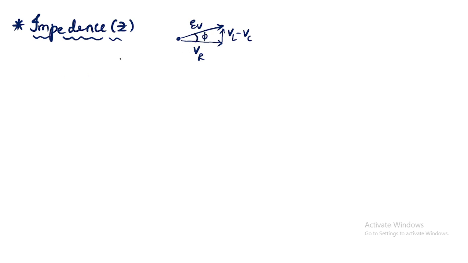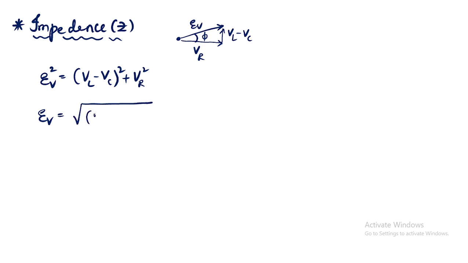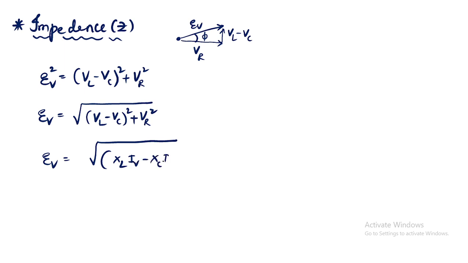If I try to write, EV square is equal to VL minus VC whole square plus VR square. Yes or no? From triangle laws, EV is equal to the square root of VL minus VC whole square plus VR square. Next, in terms of current we can convert everywhere: XL into IV minus XC into IV whole square plus IV into R whole square. Can I write like that?